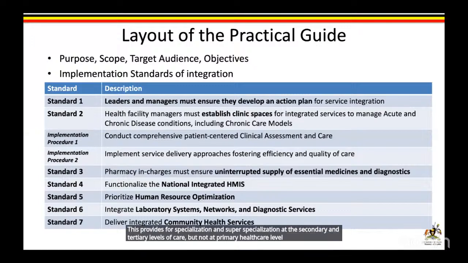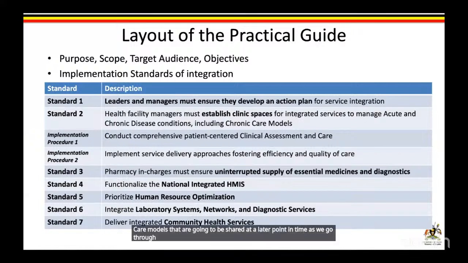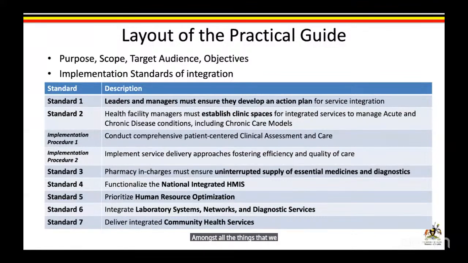level. And that's the reason why we're looking at providing for acute and chronic care at the different levels, as we'll be able to display or share in the different care models that are going to be shared at a later point in time as we go through. And then as facility leaders, we will be expected to conduct comprehensive patient-centered clinical assessments, as well as care for the patients that we have before us, as well as implementing service delivery approaches that are seeking to foster efficiencies, as well as quality of care, amongst all the things that we do during our day-to-day.